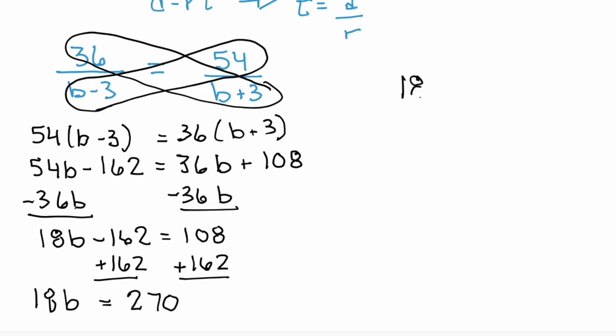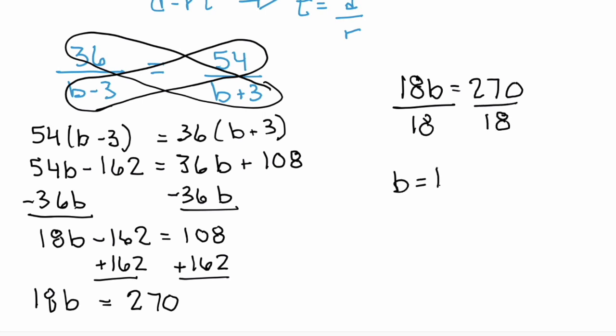So if 18B equals 270, we divide by 18 to get that B equals 15. And if you remember from the problem, the current was in miles per hour, so then our boat speed is also going to be in miles per hour. So our boat without the current is going 15 miles per hour.